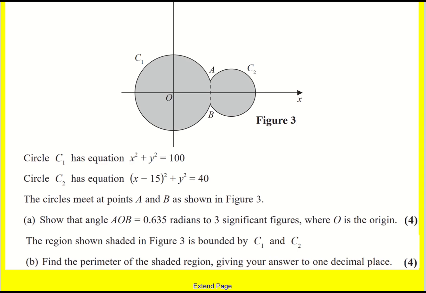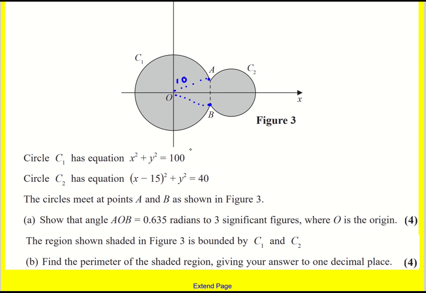This question is about the intersection of two circles. That's how we're going to find points A and B so that we can then show that the angle AOB is 0.635 radians, because I can create a little triangle using AB and the lines going to the radius.